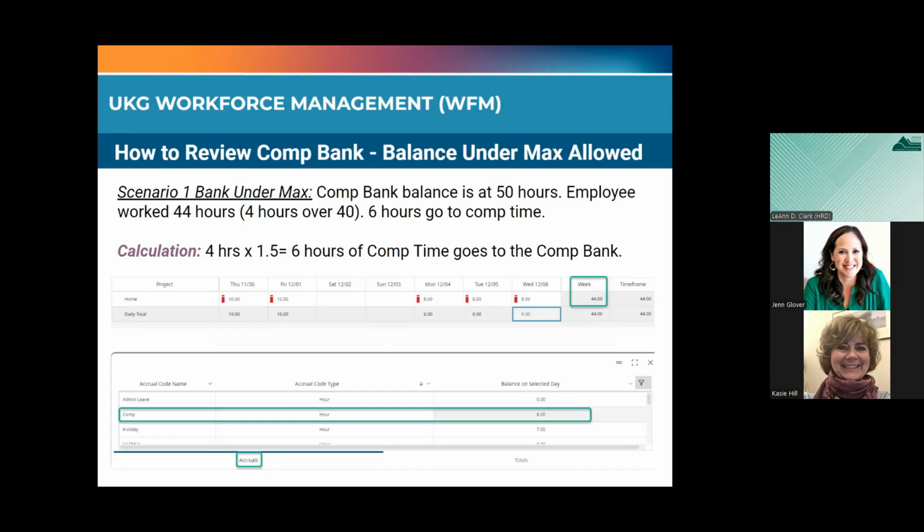One where our comp bank balance is under that max 60. So for this example, our balance is sitting at 50 hours. On our time card, you can see the employee worked 44 hours for that week. So 6 hours will go to the comp bank. That's 4 hours times 1.5 equals 6 hours. On the accruals tab of your time card, in the comp bank, you see we have those 6 hours that went to our comp bank.